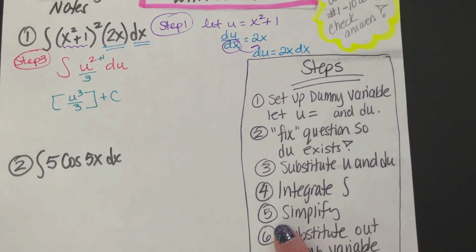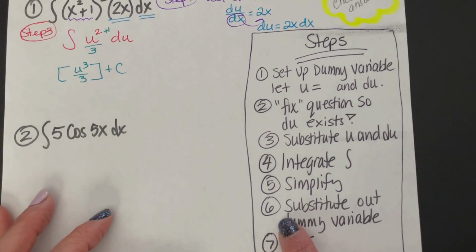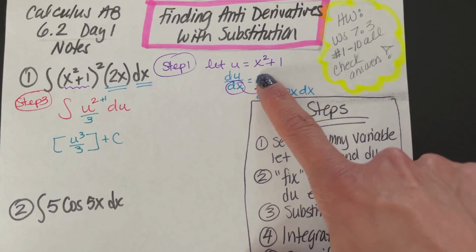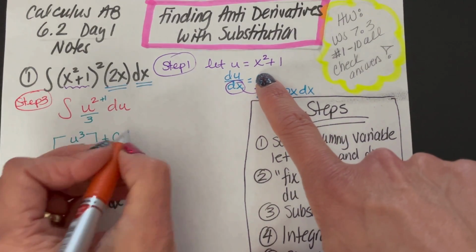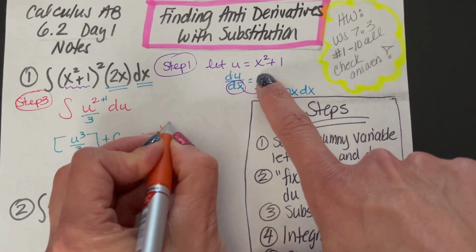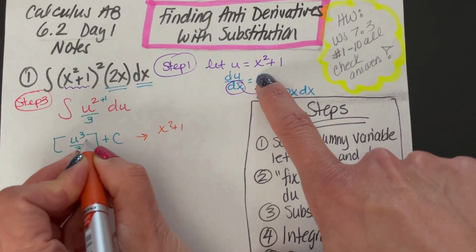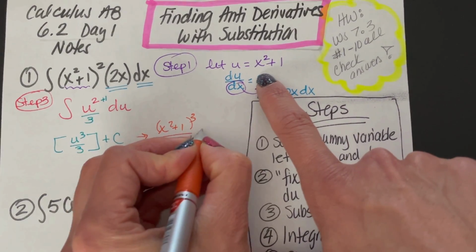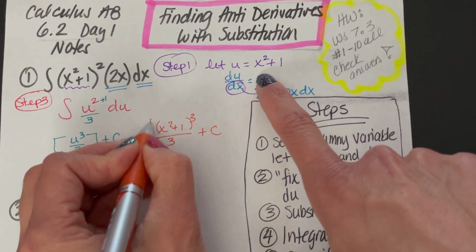Okay, so the next step would be step 6, substitute out the dummy variable. So we need to bring the x squared plus 1 back in for u. So we'll get x squared plus 1, but remember the u is cubed. So to the third power over 3 plus c.